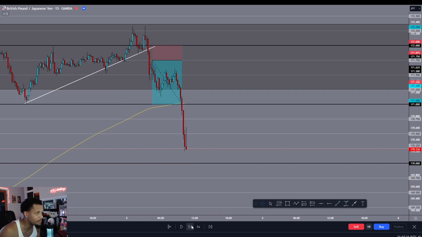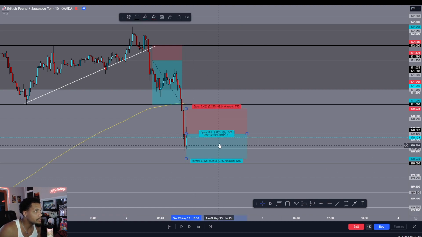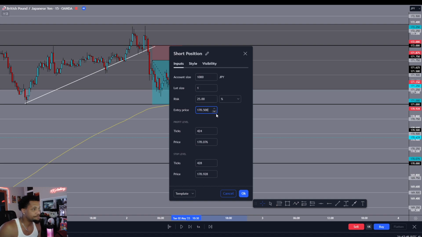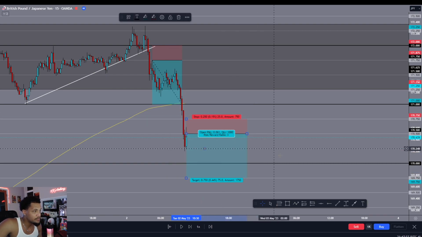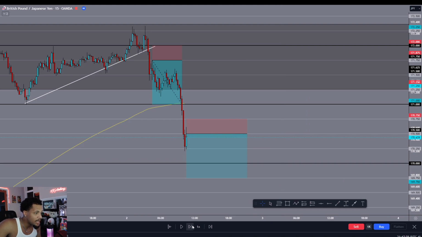Market's dropping. Okay, what do we have here? We drop. We have a retest of this QP of 170.5. I can't wait to put this out. Okay, 170.5. Stop loss 25 pips. Profit 75 pips. All right. Now let's see what happens.